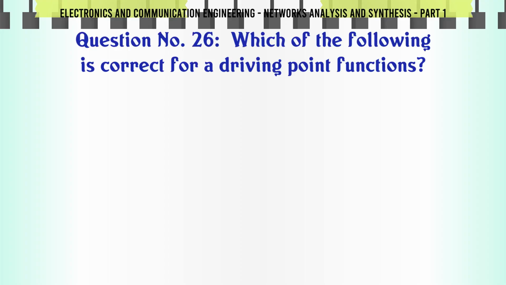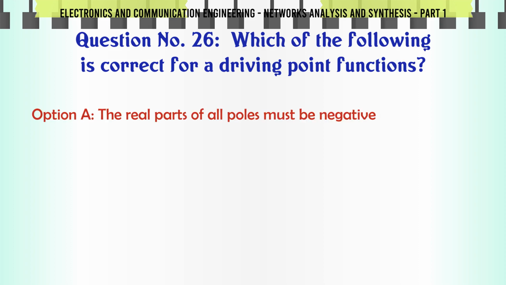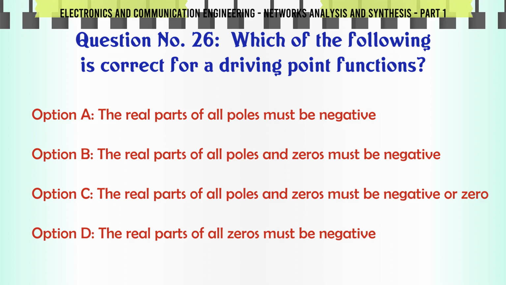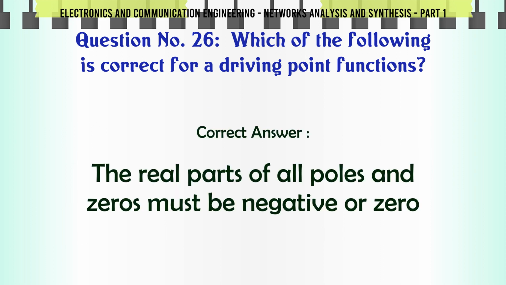Which of the following is correct for a driving point function? A. The real parts of all poles must be negative. B. The real parts of all poles and zeros must be negative. C. The real parts of all poles and zeros must be negative or 0. D. The real parts of all zeros must be negative. The correct answer is the real parts of all poles and zeros must be negative or 0.